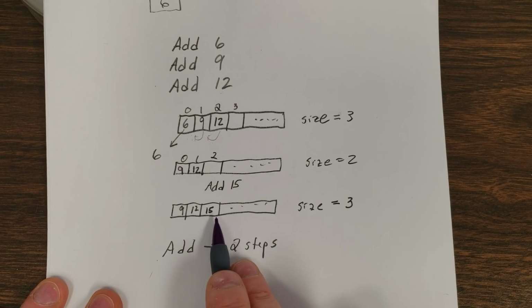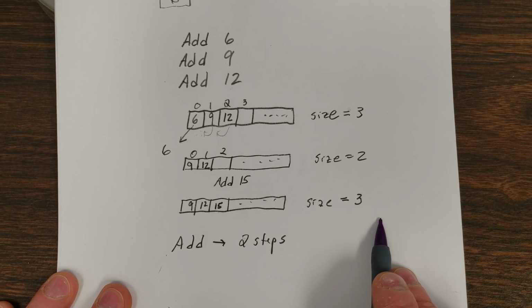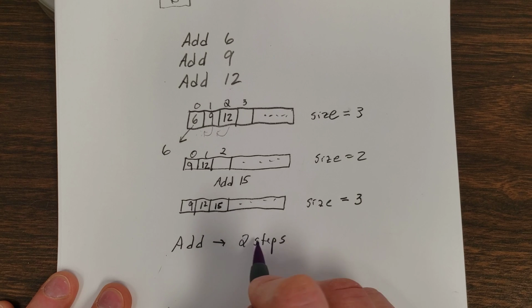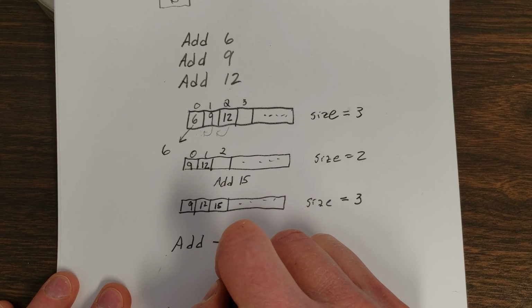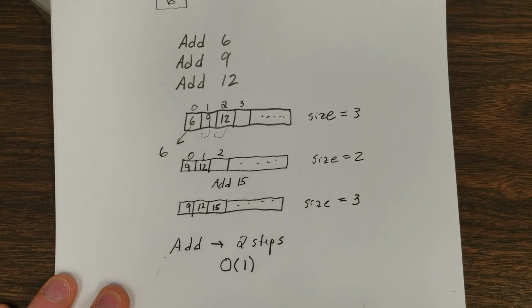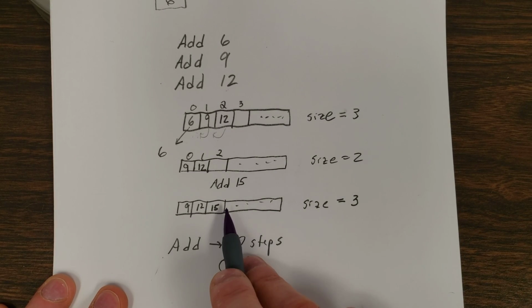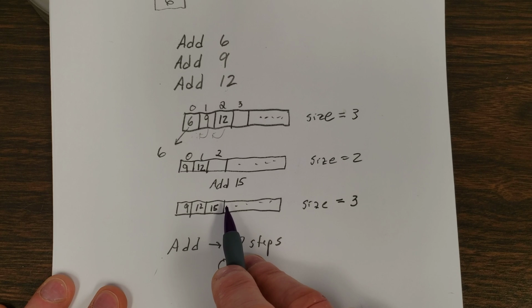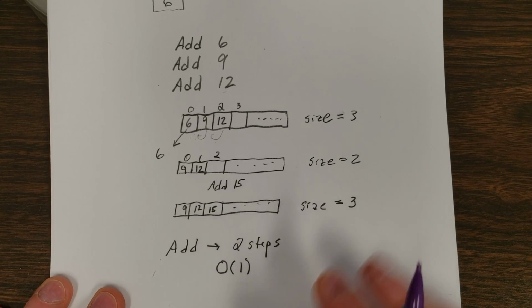Number 1, writing to the array. The second thing we have to do is increment size. And since it's a constant number of steps, no matter how many elements are in the queue, we would say that this is a constant time operation, or big O of 1. So it's big O of 1, it's a constant time, in that adding to the array using this method has just a set number of steps.